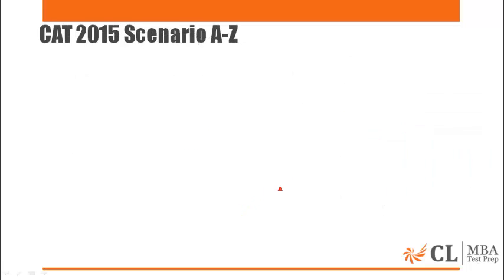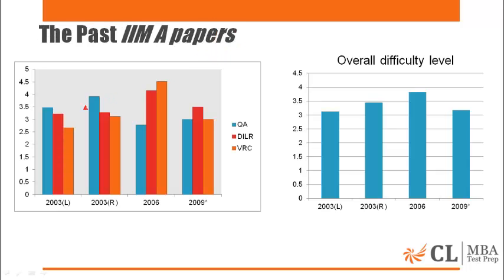So that is what we'll do now, is to create an A to Z scenario. Scenario A would be what could be the easiest paper based on the combination, which will be basically this from here. For example, the easiest would be, for QA, the 2006 one. For DILR, this would be probably 2003. VRC would be 2003. That would be the easiest combination.